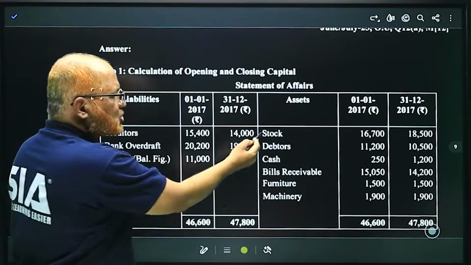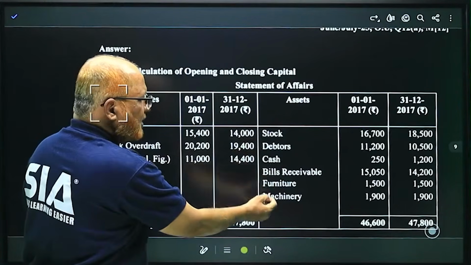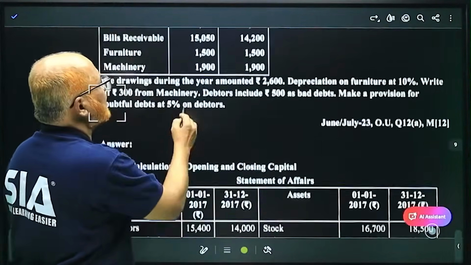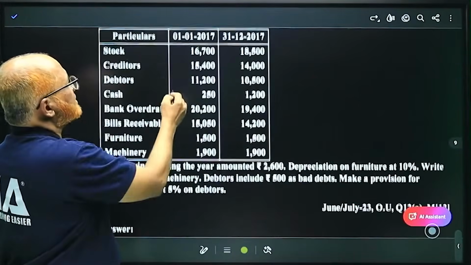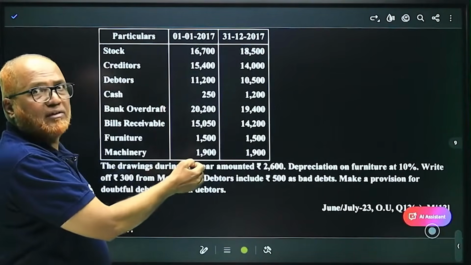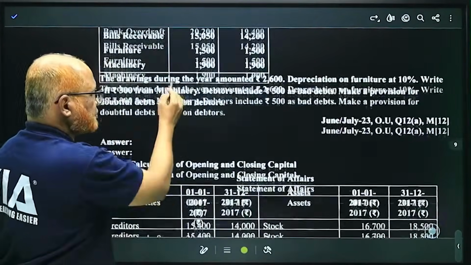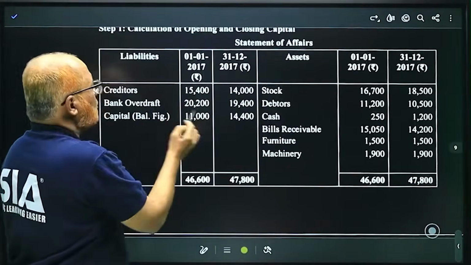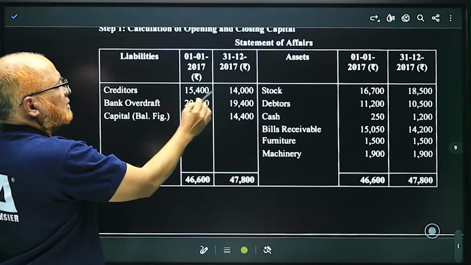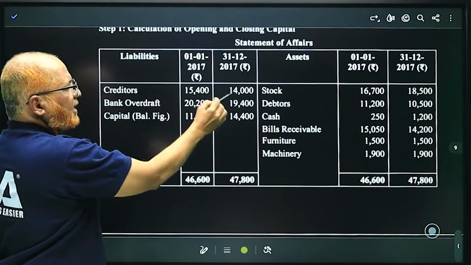The calculation of opening and closing capital, statement of affairs. Asset side: stock, debtors, cash, bills receivable, furniture, machinery. It is given in the problem, you can see here. All the assets are given. Liabilities are given. Liabilities are 2. Creditors and bank overdraft. 2 liabilities are there. Creditors last year and a beginning of the year, end of the year.